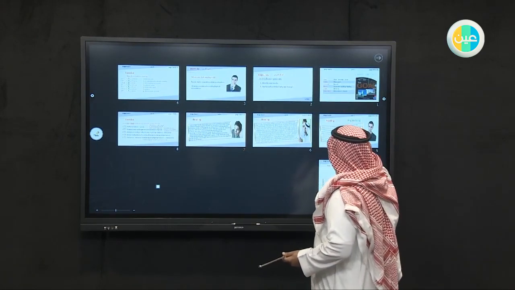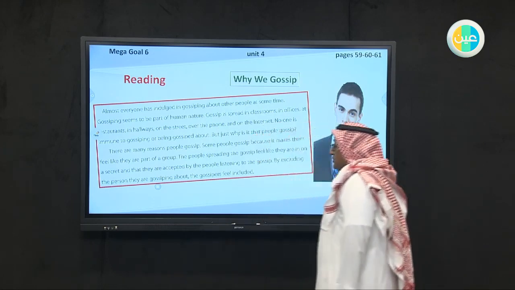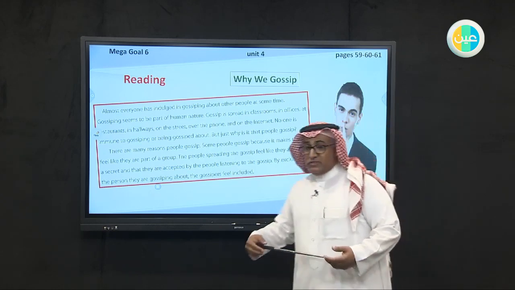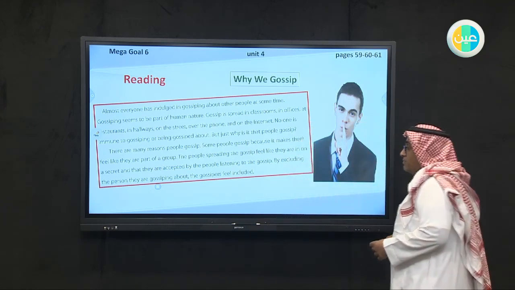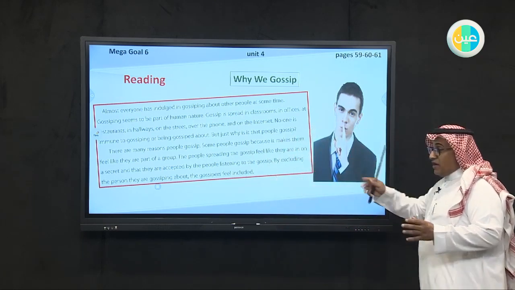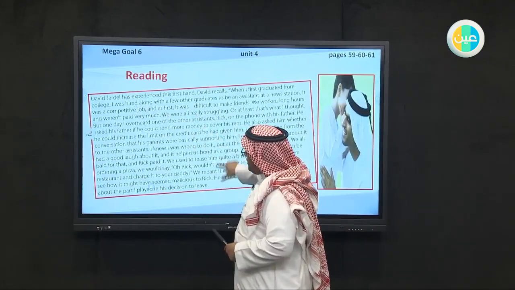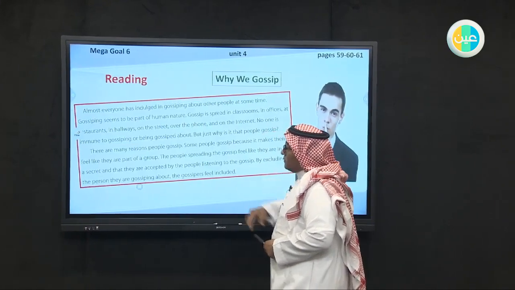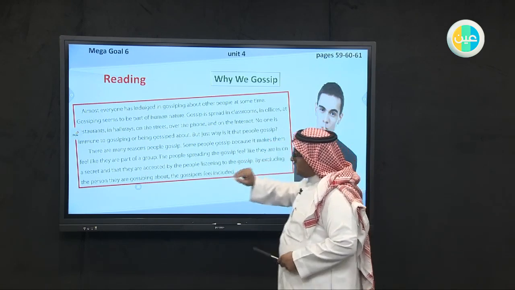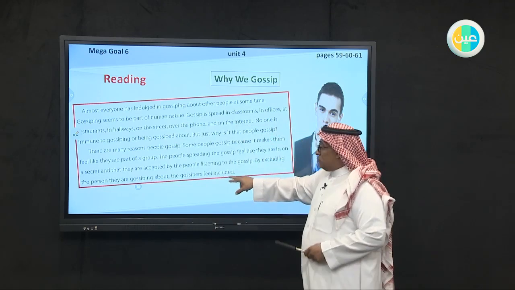Okay, what should we do? Now, let me also ask you these questions. How many paragraphs are in this slide? By paragraphs I mean three or four lines that come together and have one idea. Now you see, the first paragraph starts with almost and ends with gasp. The second paragraph starts with there and finishes with included.